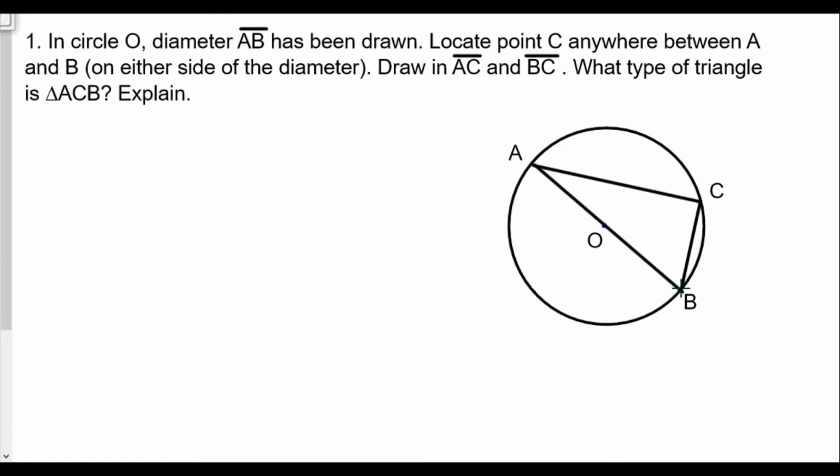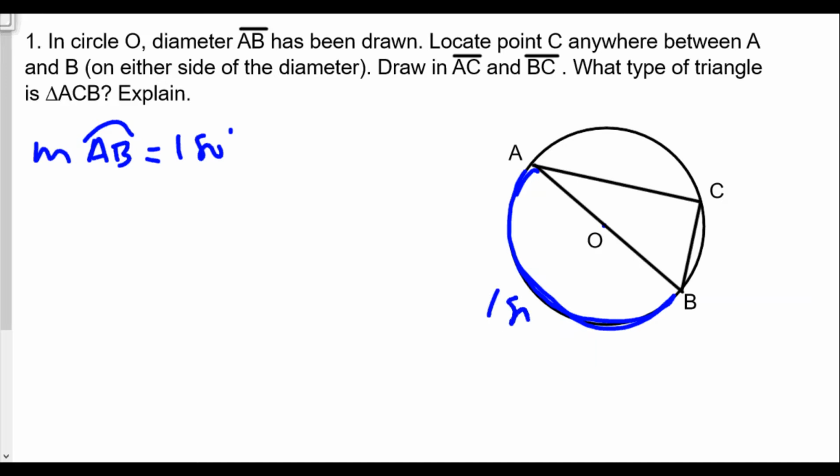Now, what type of triangle are we going to have? Well, consider this case. We know that angle ACB is an inscribed angle, and so we know that the measure of arc AB has to be 180 degrees. Why is this the case? Well, since AB is a diameter, it is going to separate the circle into two equal parts. Therefore, this must be 180 degrees.